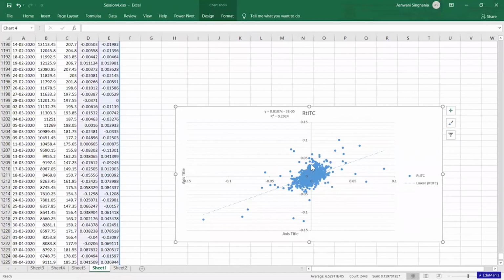And R square basically suggests how good this best fit line is. If R square value is 1, it clearly means that if I predict the value for tomorrow based on this equation, then it will be 100% accurate. And if R square is 0, it means that this model will not work for prediction. Here the value is very low, that is 0.3 or 0.29.